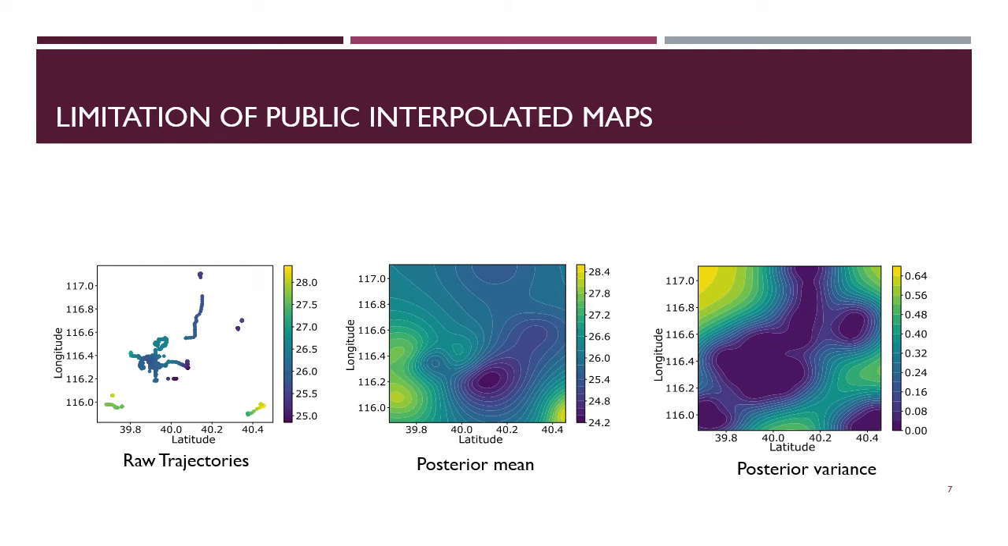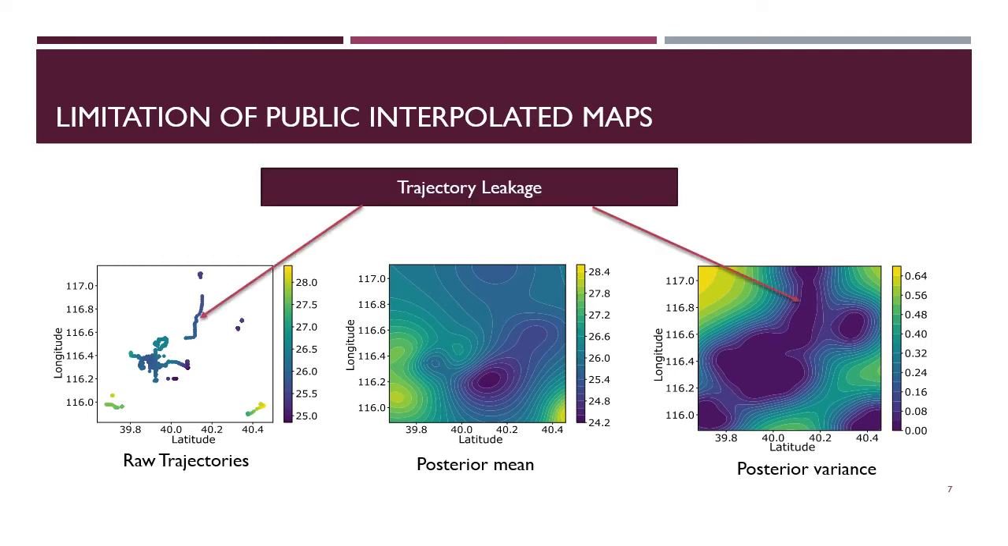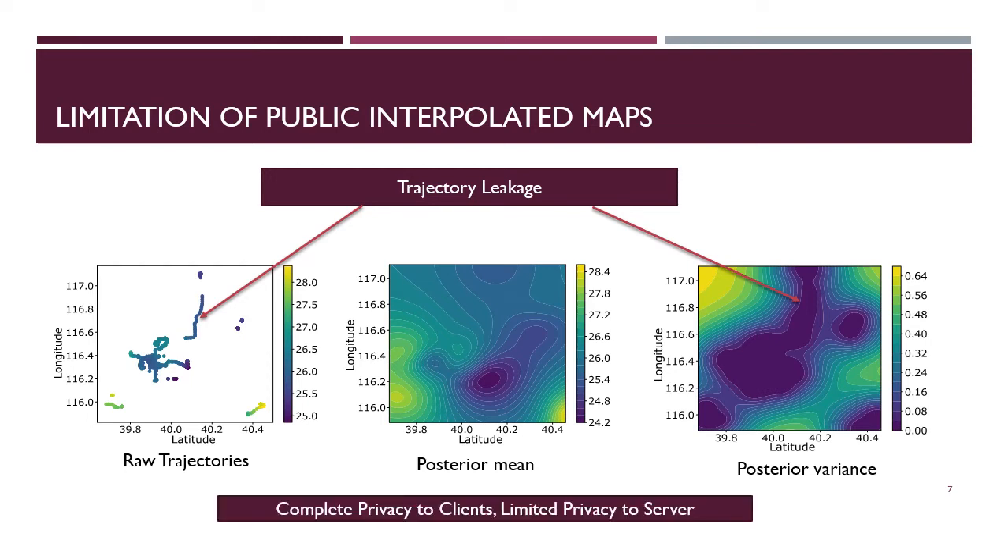However, from the plots we can see that the cab locations can be discerned from the posterior variance plots, represented by the dark blue regions in the graph. The posterior mean does not show a direct correlation with the cab location, and hence we do not see any exact cab locations in the posterior mean graph shown in the middle.